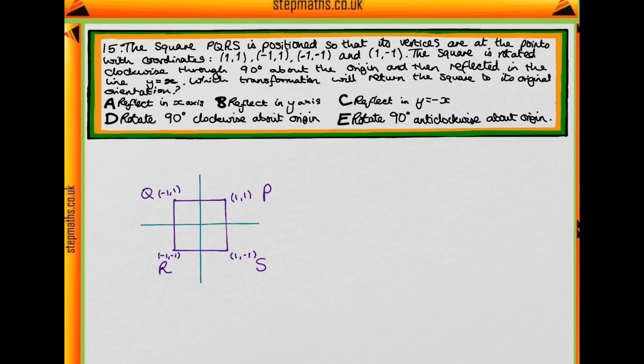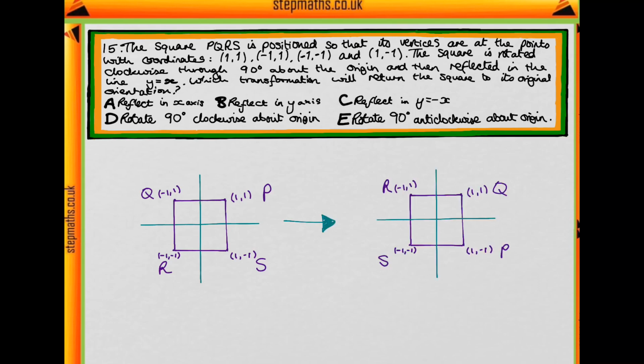So first of all we need to rotate it through 90 degrees. So let's do that now. So we're going to rotate it clockwise as follows. So Q rotates around to where P was, P goes to where S was, etc. So we get something which looks like this.